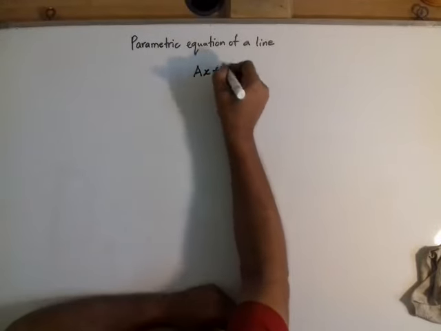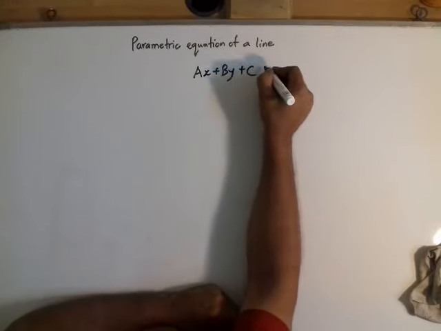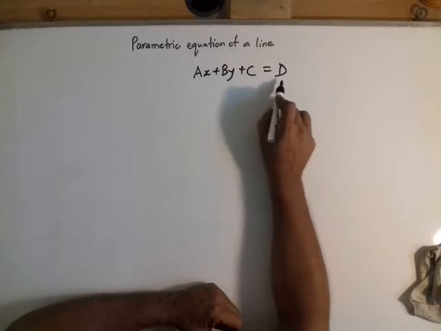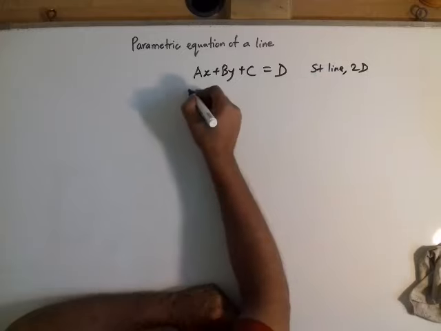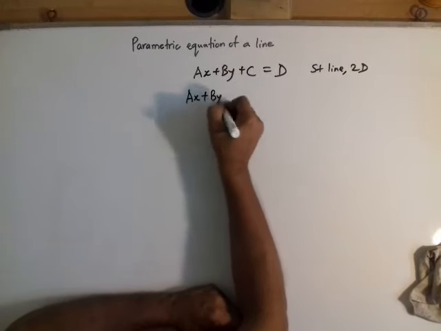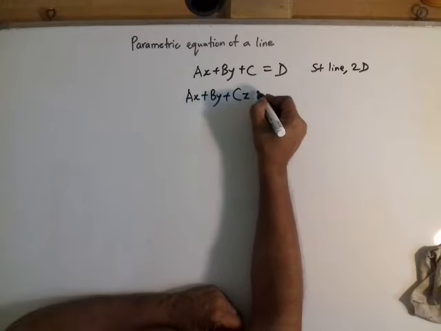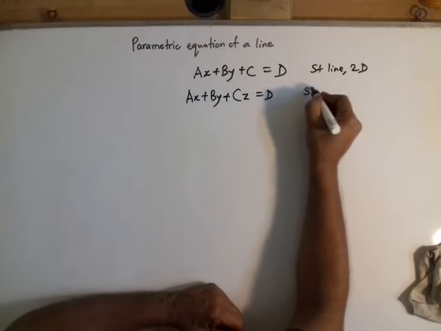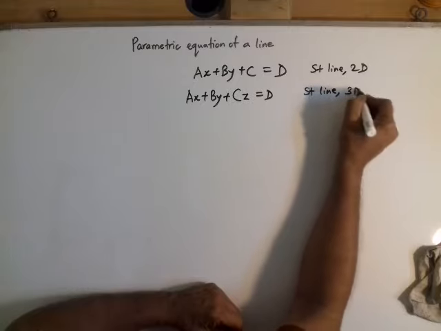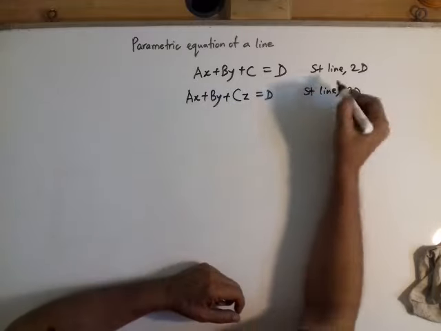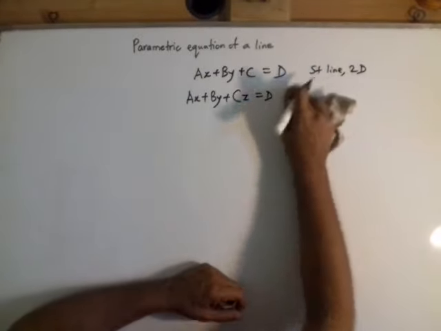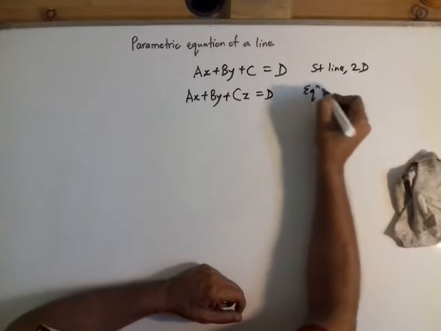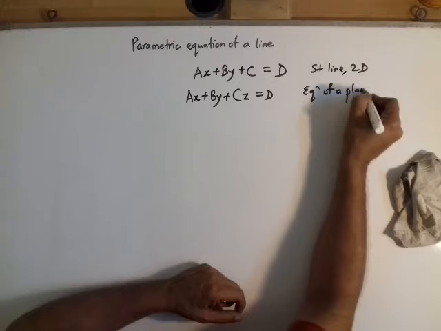ax plus by equal to c is the equation of a straight line in 2D, right? One is tempted to believe that ax plus by plus cz equal to d would be the equation of a straight line in 3D. One would just like to extend. Not true. This in fact in 3D is the equation of a plane.